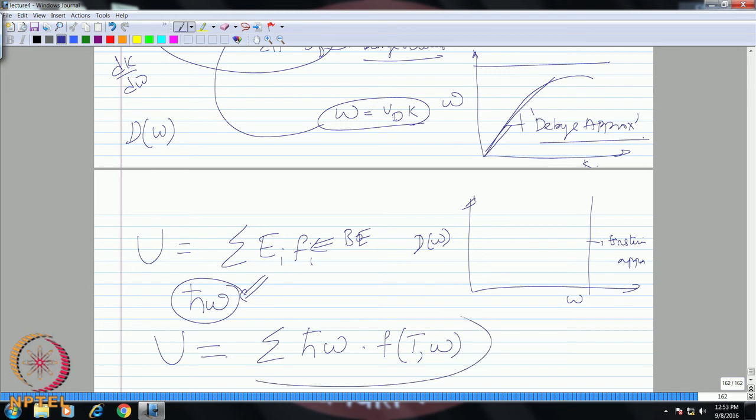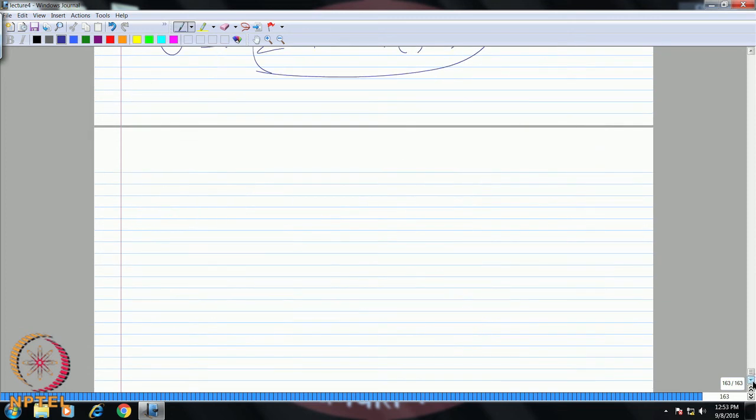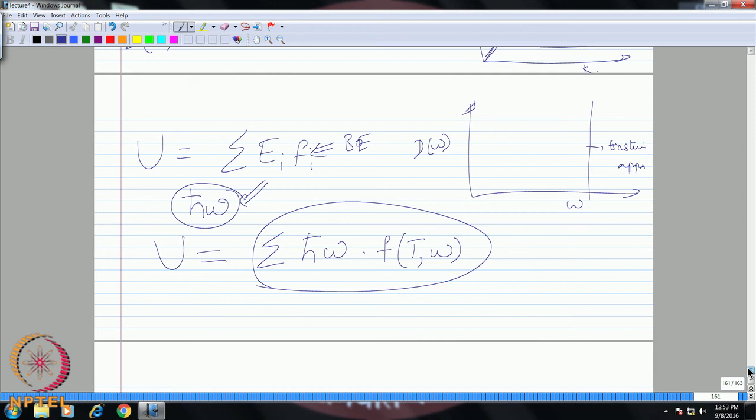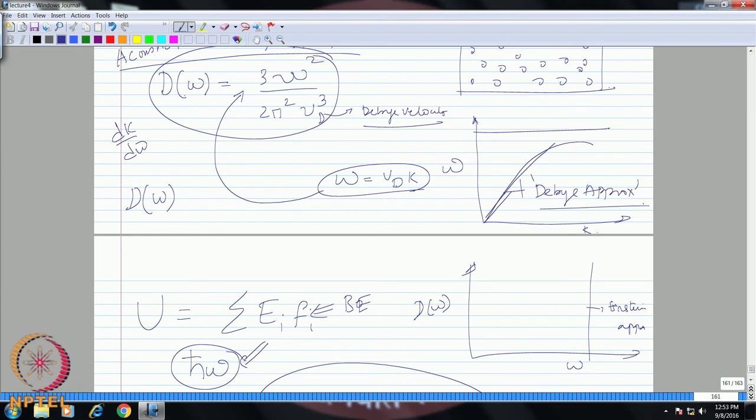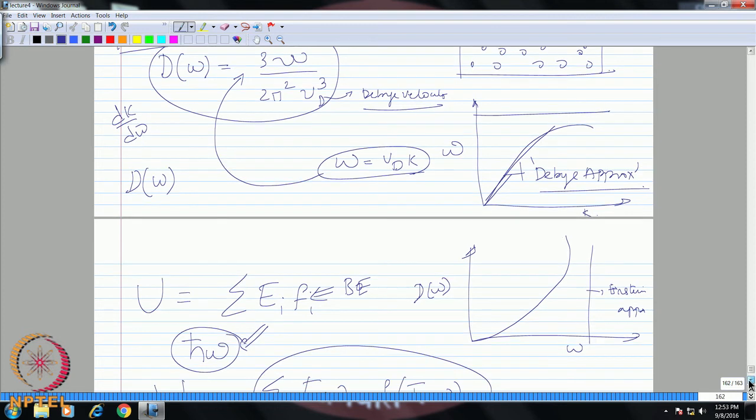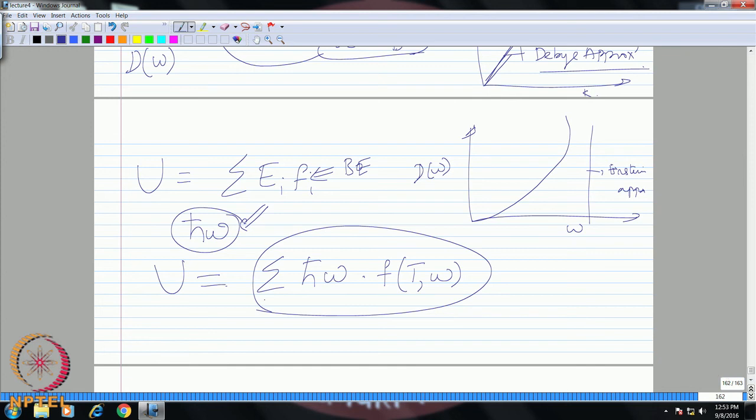Now, this is a discrete summation. How will you convert this into an integral? How about density of states? Is this discrete or it is continuous? It is a continuous function. So, if you are plotting for acoustic phonons, how does it look? Like this. It is a continuous function. So, therefore, now the hint is you will have to use the density of states to convert this summation into a continuous integral.